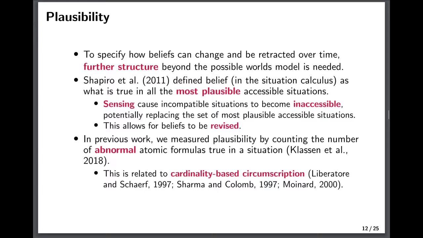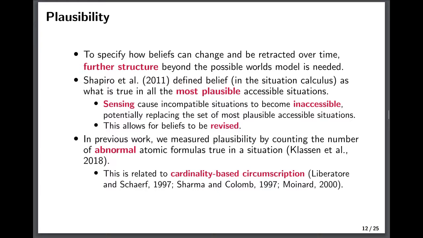To specify how beliefs can change and be retracted over time, further structure beyond the possible worlds model is needed. Shapiro et al. proposed an approach in the situation calculus where belief is defined as what's true in all the most plausible, accessible situations. Sensing actions cause situations that are incompatible with the sensor's results to become inaccessible, which allows for belief revision, since the set of most plausible accessible situations can be completely replaced.